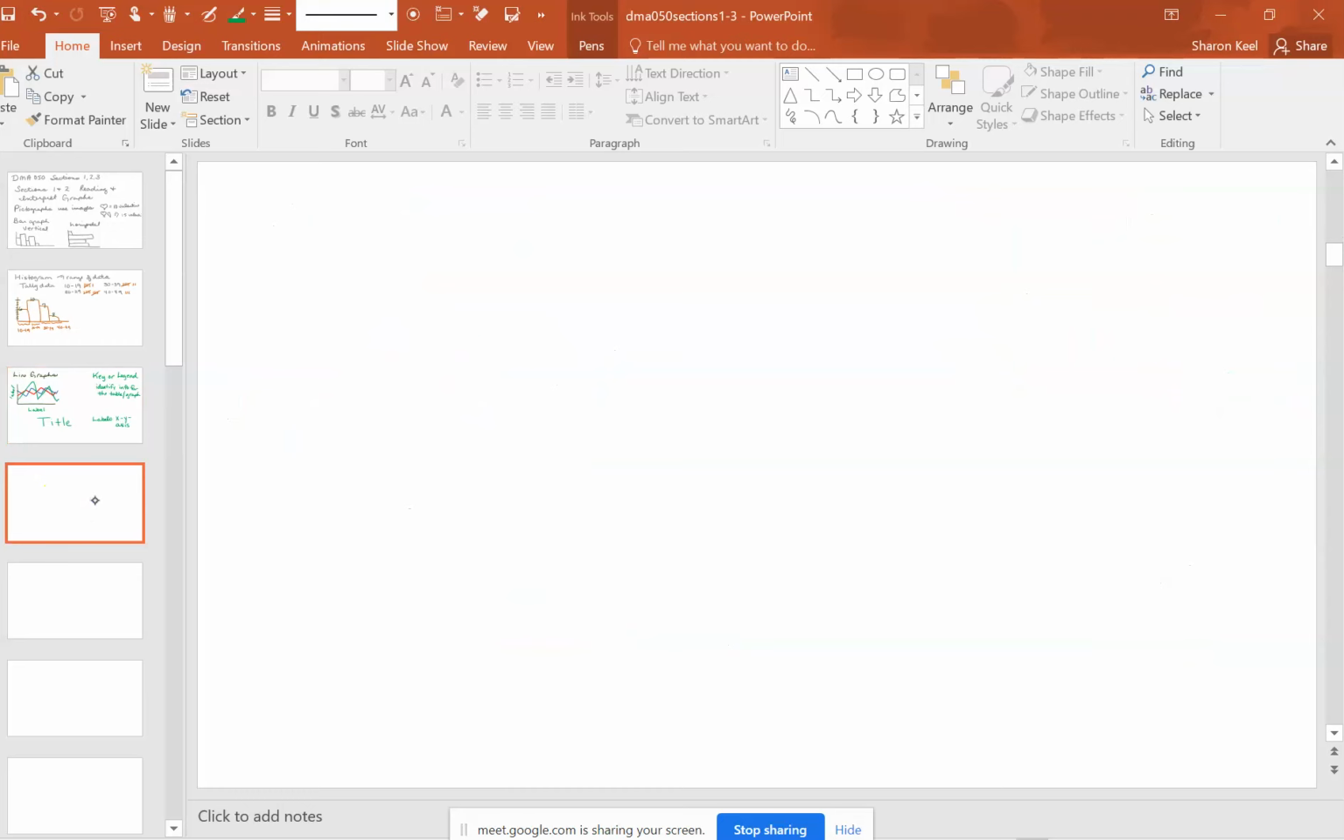There's another type of graph, and all of section 2 is on this type of graph, which is the circle, or sometimes you may hear it referred to as the pie graph.